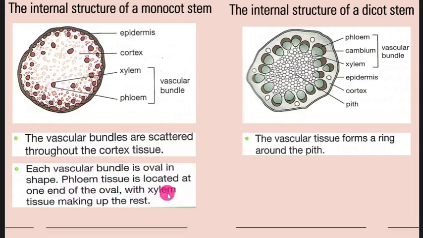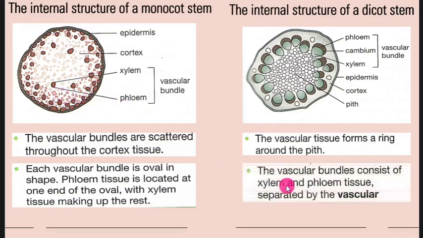Phloem tissue is located at one end of the oval, with xylem tissue making up the rest. So yeah, they exist opposite each other. On this side where the arrow is coming, that's where the xylem is. On the other side where this arrow is going, that's where the phloem is. All right, then here we are told the vascular bundles consist of xylem and phloem tissue separated by the vascular cambium.